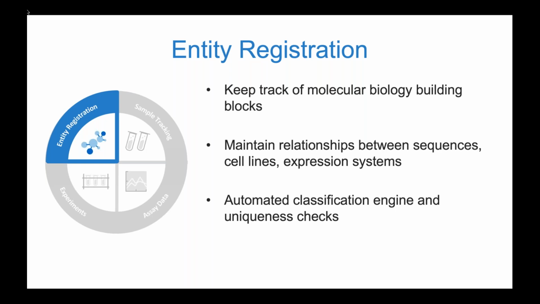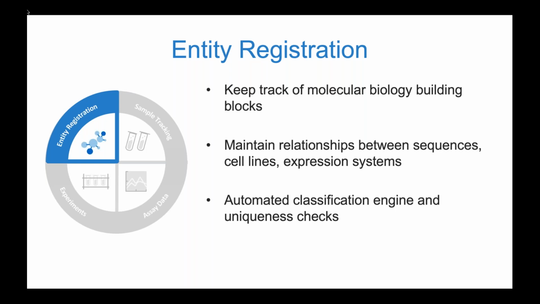So first and foremost is entity registration. Now, entity always seems like not a descriptive enough word for what we're talking about here. These are the building blocks of your molecular biology. Those can be protein sequences, DNA sequences, RNA sequences, cell lines, antibodies, things of that nature. And we maintain relationships between all of those various entities. So if you have registered a particular cell line and a vector or construct, what is the molecule it creates?